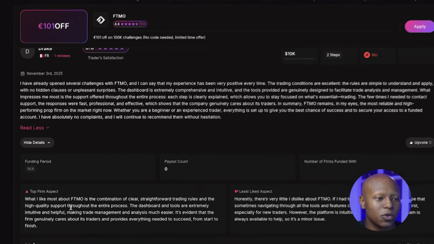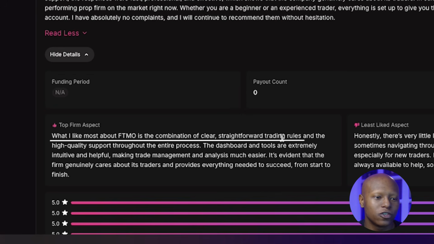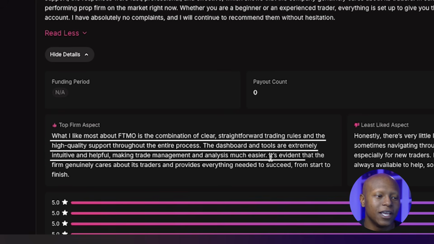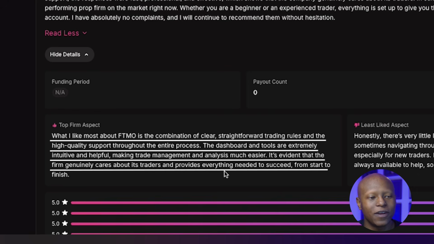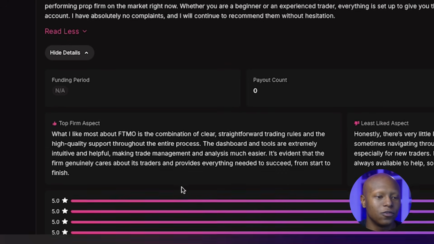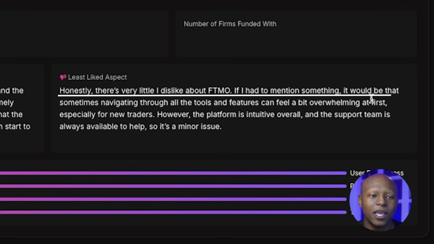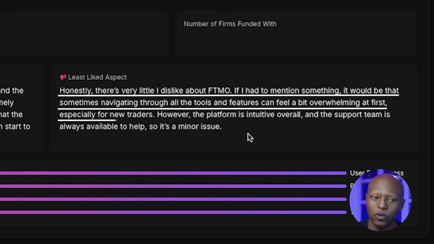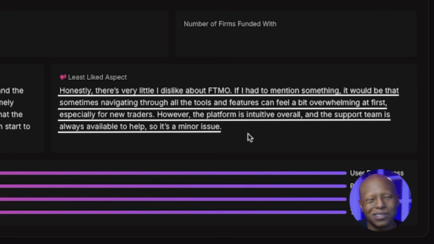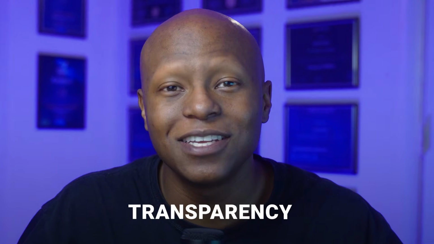He said here that what he likes most about FTMO is the combination of clear, straightforward trading rules and high quality support throughout the entire process. The dashboard and tools are extremely intuitive and helpful, making trade management and analysis easier. It's evident that the firm genuinely cares about its traders and provides everything needed to succeed from start to finish. But it says if I had to mention something, it would be that sometimes navigating through all the tools and features can be a bit overwhelming at first, especially for new traders. However, the platform is intuitive overall and the support team is always available to help, so it's a minor issue. This further confirms FTMO's solid reputation amongst its traders, with consistent feedback highlighting their reliability, their transparency, and overall quality of service.